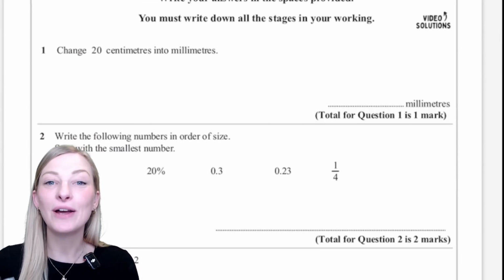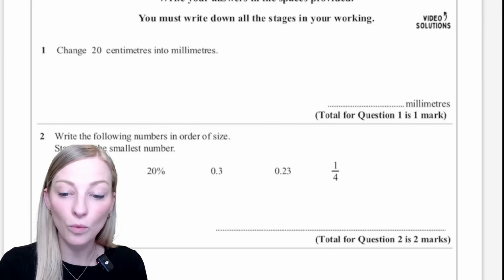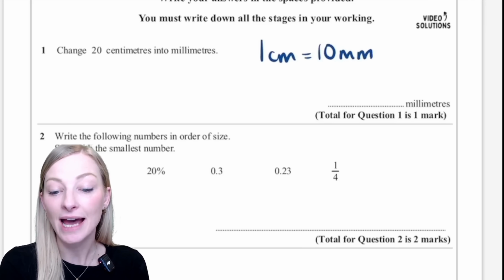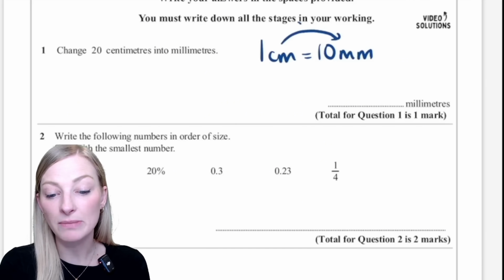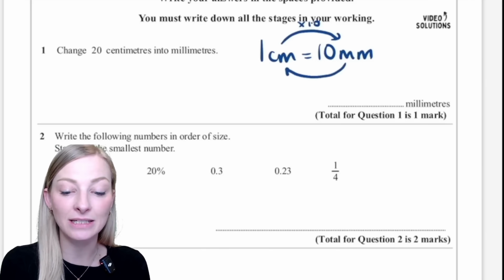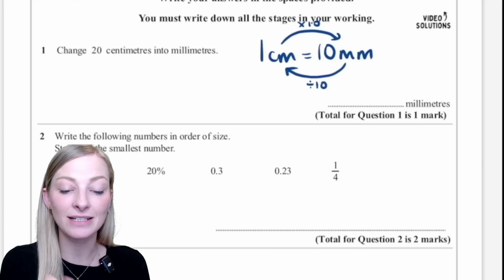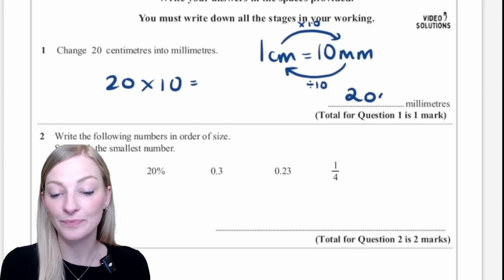Question number 1, we are asked to change 20 centimetres into millimetres. So we know that 1 centimetre is equal to 10 millimetres. And therefore, if we're going from centimetres into millimetres, we are going to be multiplying by 10. If we were going from millimetres back to centimetres, we would be dividing by 10. So here, 20 centimetres into millimetres, let's do 20 multiplied by 10, and that would be 200.